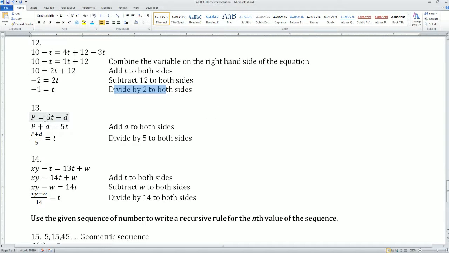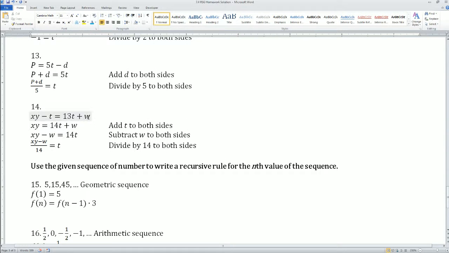13, p equals 5t, subtract d. You're still trying to solve for t. This is the literal equation. Alright? So you want to get rid of the negative d first by adding d to both sides. Then the 5 is still in front of the t, so you're going to divide by 5 to both sides.